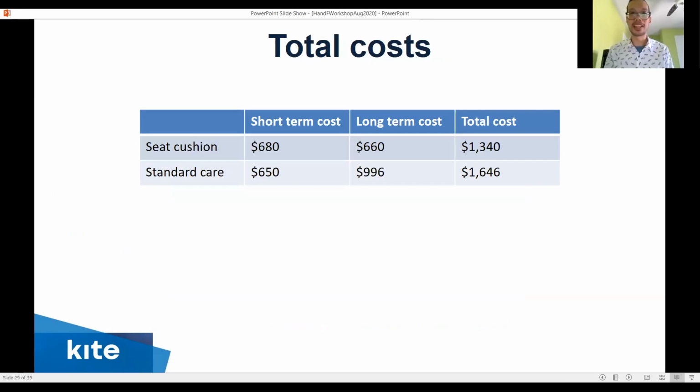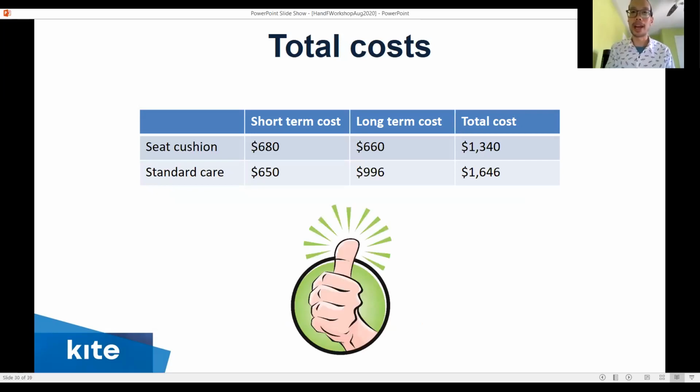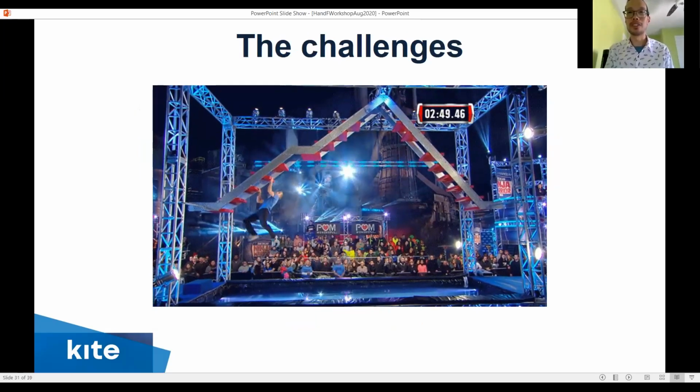If we look at the short-term costs, then the seat cushion was more expensive. But if you think about the long-term implications, the long-term costs, and we were to extrapolate costs over time, you can see that the results have changed, right? So there are some benefits to looking at things in the long term, especially if there are long-term impacts. So good job, everyone. You did a great job doing this. And we are going to move on to the next part.